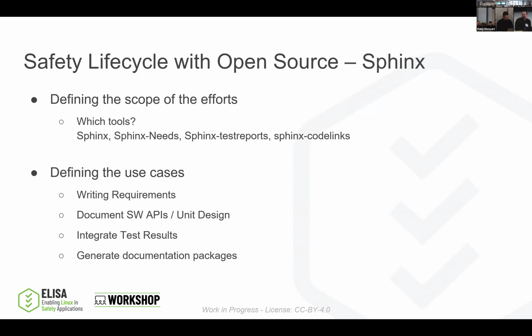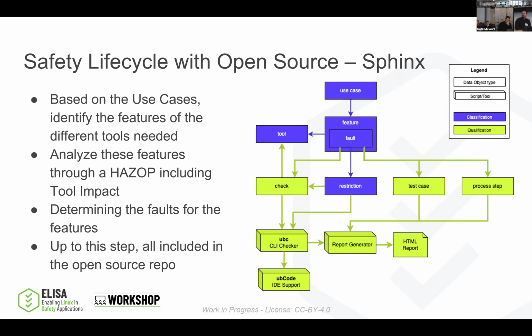So it starts off with defining the use cases, of course. What do we want to do with Sphinx? What kind of tools, Sphinx-Needs, Sphinx test reports, the code links, and so on, which plugins are in scope of that classification. And of course, as you would imagine, this classification and analysis is done also in a Sphinx project. Otherwise, of course, it would be strange to not generate this documentation with Sphinx. So we're also using Sphinx-Needs objects to model that.